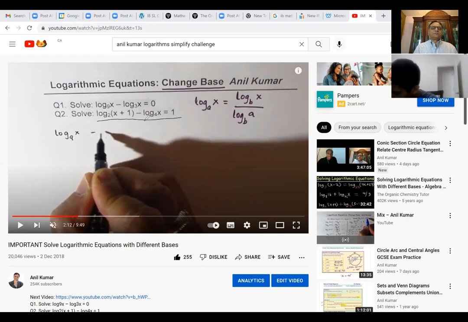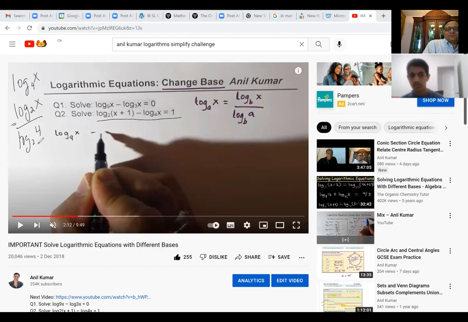I changed log 4 of x. That is better. And you wrote log to the base 4 of x as equal to log to the base 2 of x divided by log to the base 2 of 4, right? Which I got as 1/2 log base 2 of x. 1/2 means square root, right? So that was with minus.